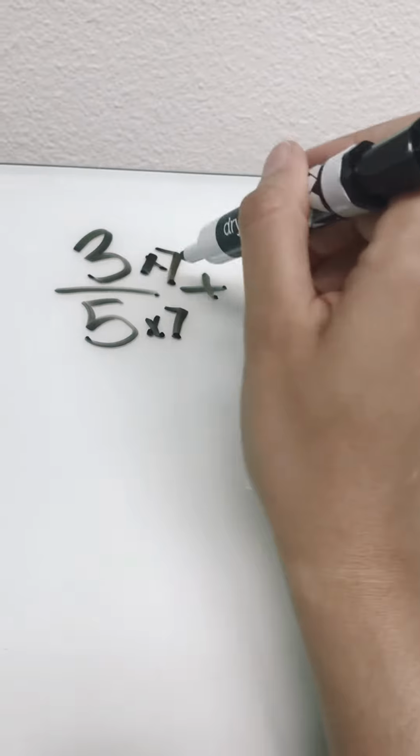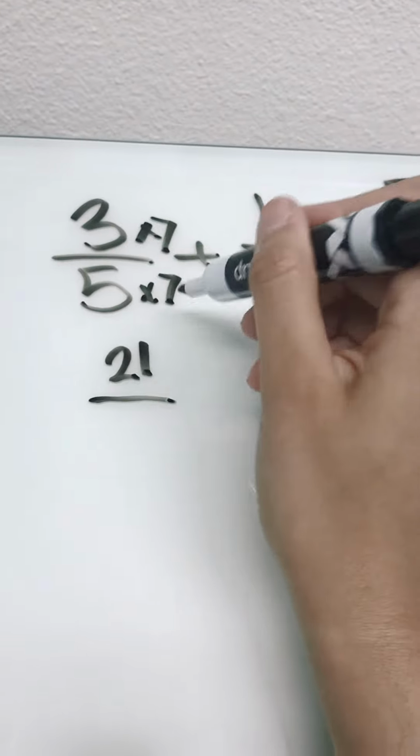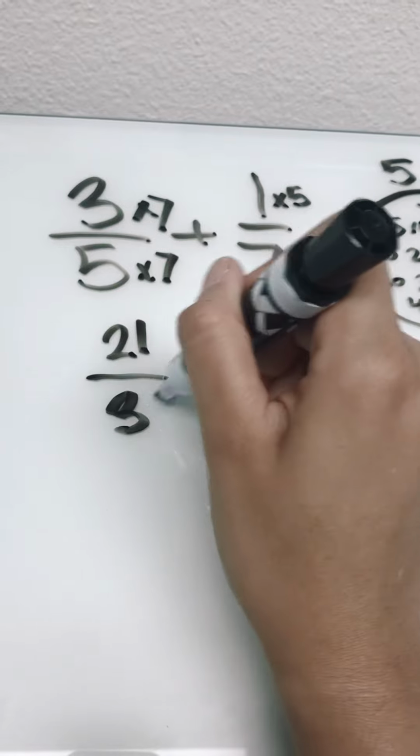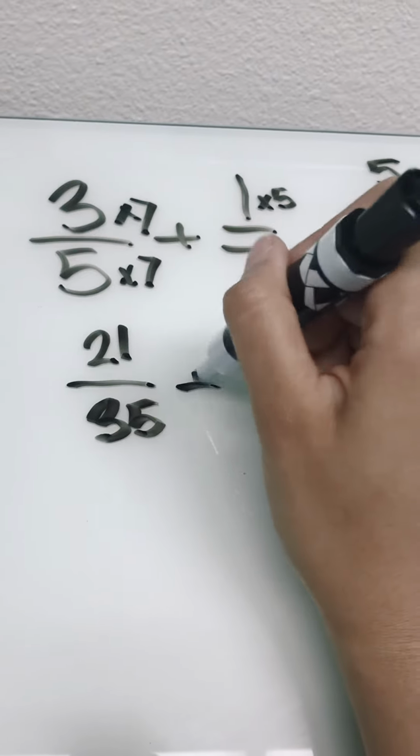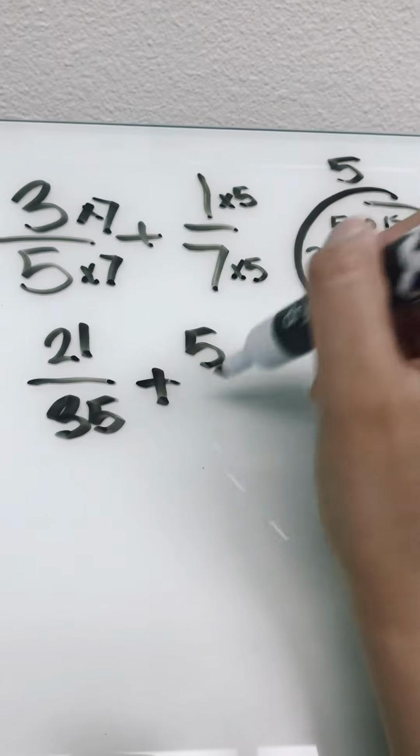Next, we just say 3 times 7 is 21. 5 times 7 is 35. Plus 1 times 5 is 5. And 7 times 5 is 35.